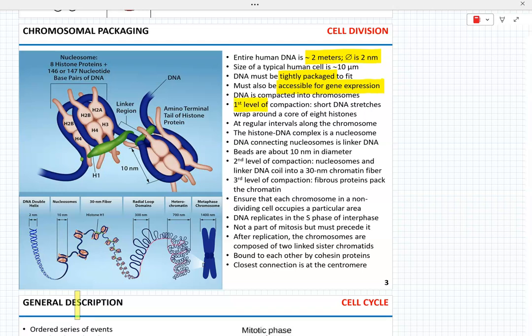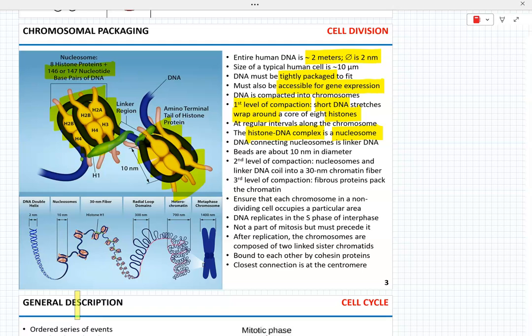The first level of compaction is when short parts of DNA wrap around histone proteins. Here you can see a bunch of histones and the DNA wrapped around it. These 8 histone proteins and base pairs of DNA form what's called a nucleosome, the histone DNA complex.